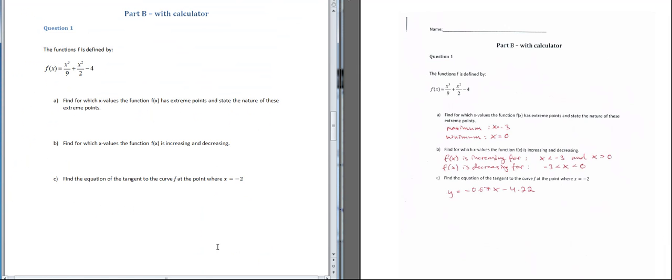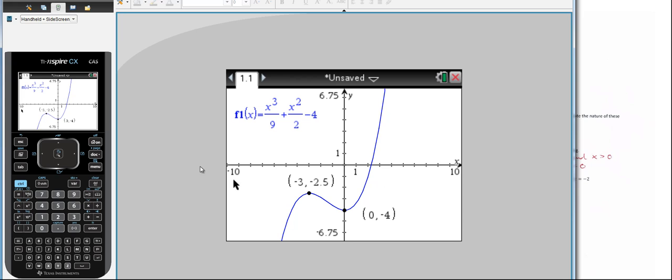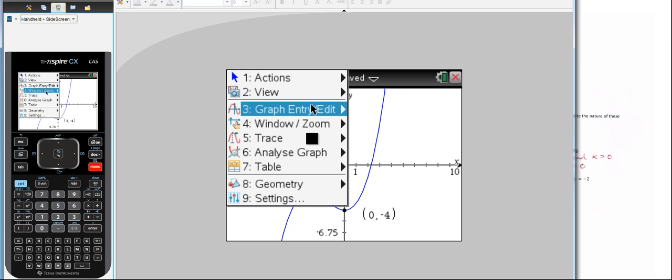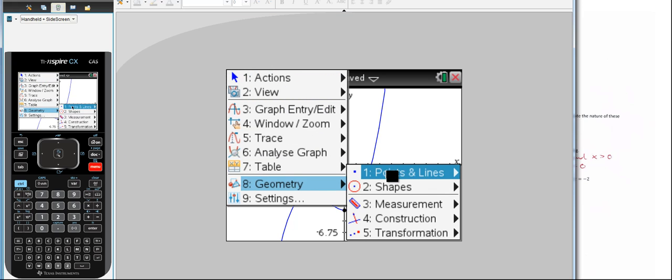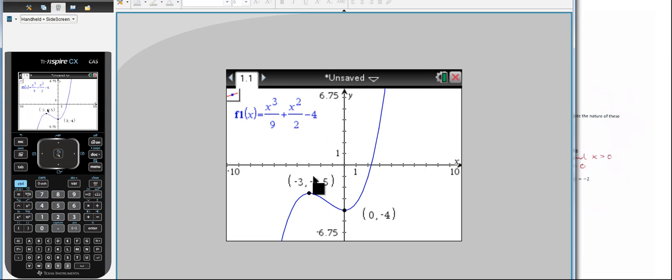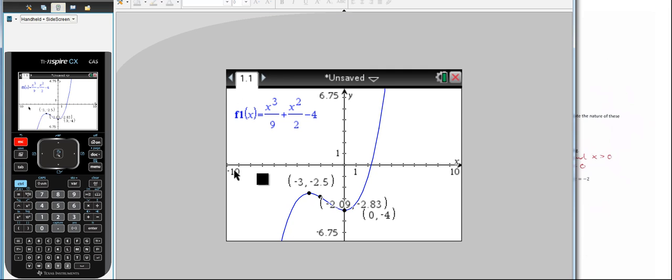Now the last question, find the equation of the tangent to the curve f at the point where x is equal to minus 2. So let's go to geometry, points and lines, points on the graph, and it doesn't really matter where we place it, somewhere close to minus 2. Now I have to click escape to go out of the drawing mode.